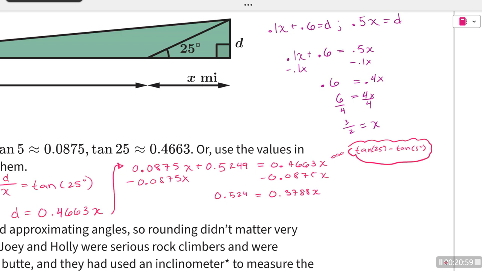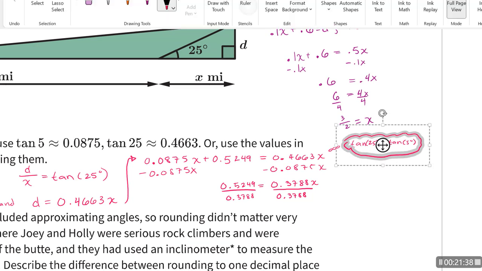Now, since we're just rounding to 4 decimal places, you get the same thing whether or not you use your calculator to do it using tan of 25 minus tan of 5, or just 0.4663 minus 0.0875. But the number in my calculator isn't just 0.3788, it's 0.3788189 and so on, which allows me to be a little more exact. So now let's go ahead and divide by that number to get our x by itself.